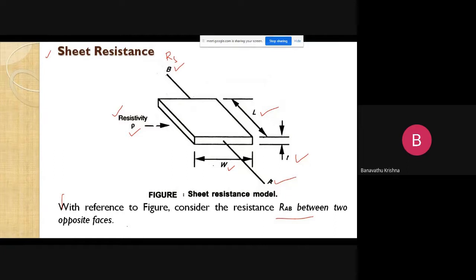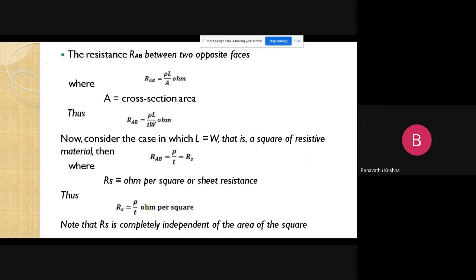Now I want to calculate the resistance of this particular sheet. Here the resistance RAB between two opposite faces is RAB equal to rho into L by A. Here rho is the resistivity of the material, L is the length of the material, and A is the cross-sectional area of the material. Next, the resistance between these two opposite faces is rho into L by A.